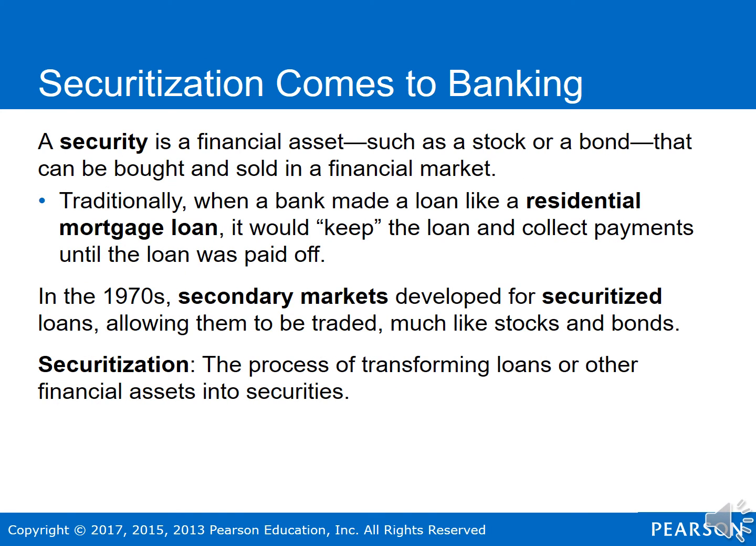So how did the securitization come to these commercial banks? It used to be quite simple. Remember, a security is a financial asset, like a stock or a bond, that can be bought and sold in the financial market. Traditionally, when banks made loans, like a residential mortgage loan, they would keep the loan and collect the payments until the loan was paid off.